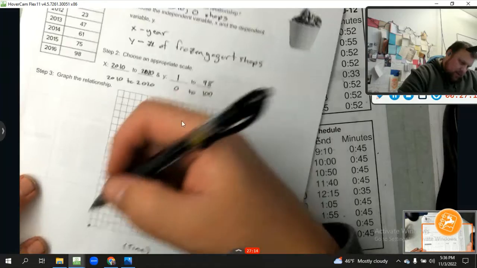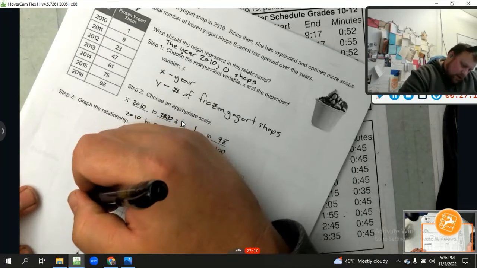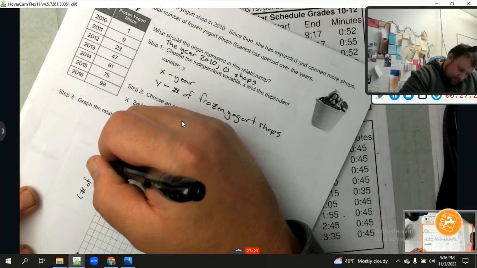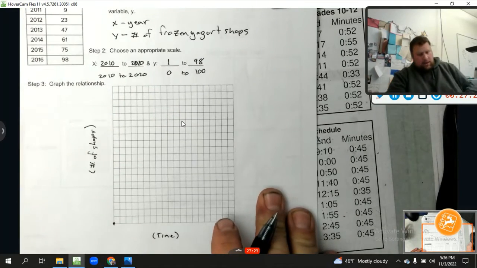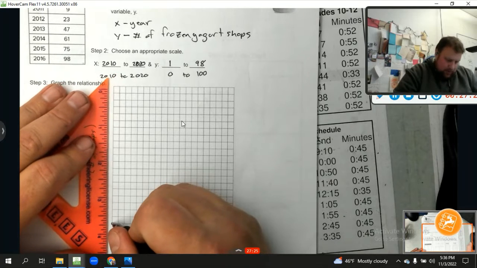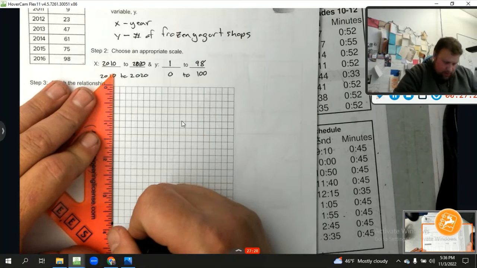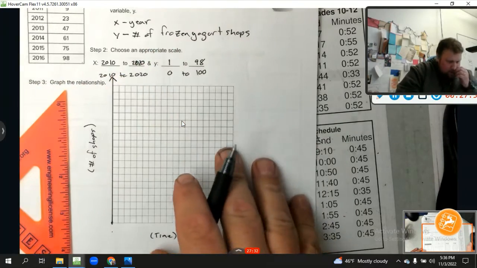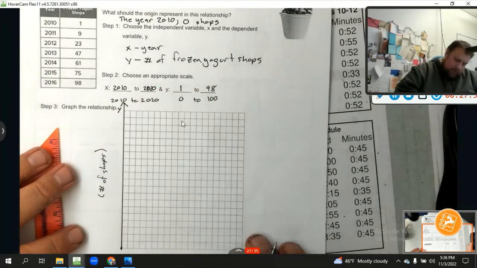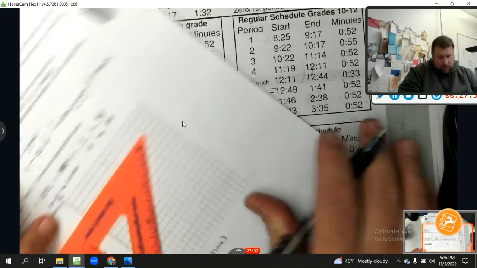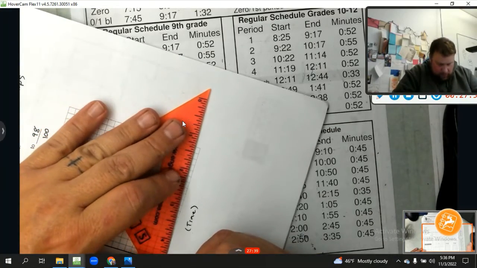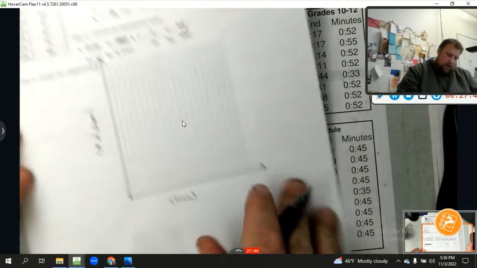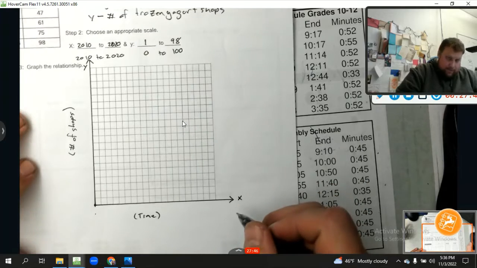I mean time, and up here we're going to have number of shops. Let's fill this arrow in. What did I tell you? We always want to put arrows in there. This is my Y. We're going to label that Y. And then over here, here's my x-axis, and let's label it.